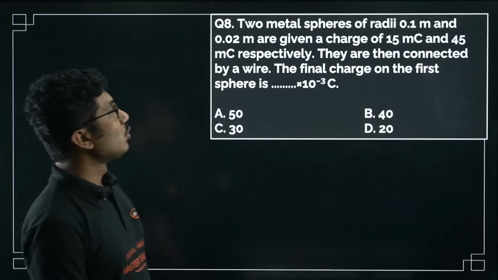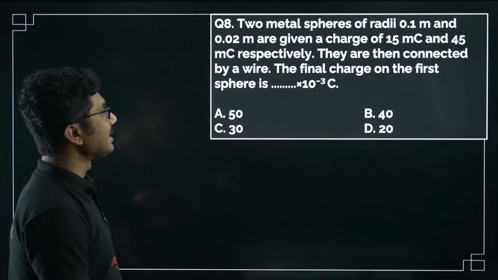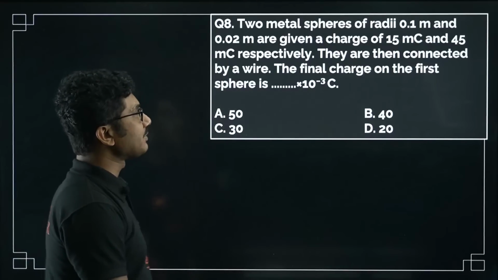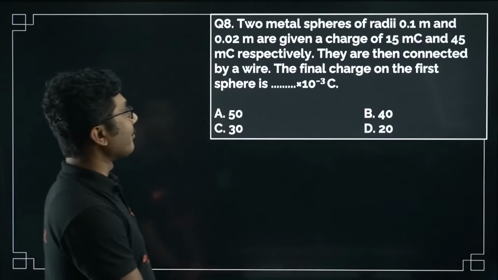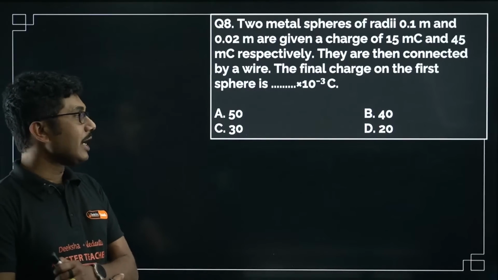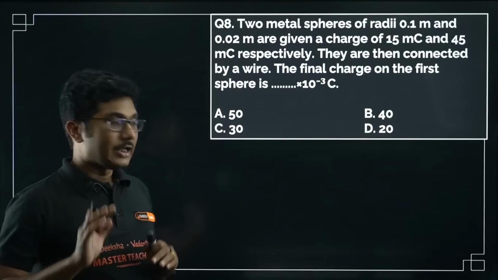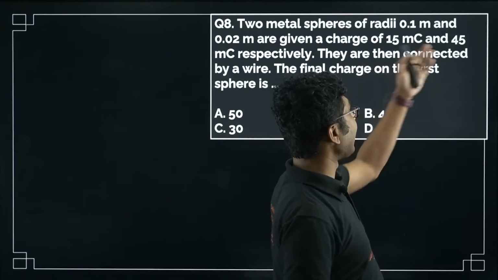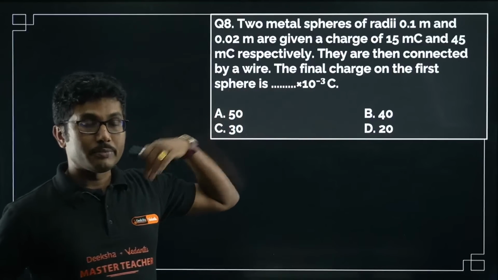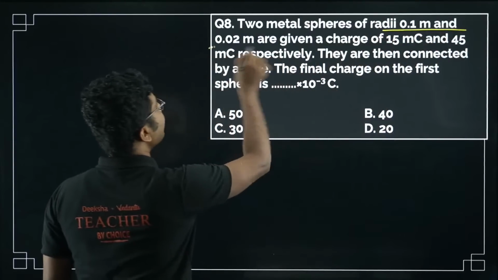Now next question. Two metal spheres of radii 1 meter, 0.1 meter and 0.02 meter are given a charge of 15 microcoulomb and 45 microcoulomb respectively. They are then connected by a wire. The final charge on the first sphere is. So very interesting question. It is not about equal distribution of charges. First of all, the spheres are not identical. If they were identical, you would have just added the charges and divided them by 2. You would have got 30 microcoulomb, which would be the correct answer, but not in this case. Why? Because the radii of both spheres are different.